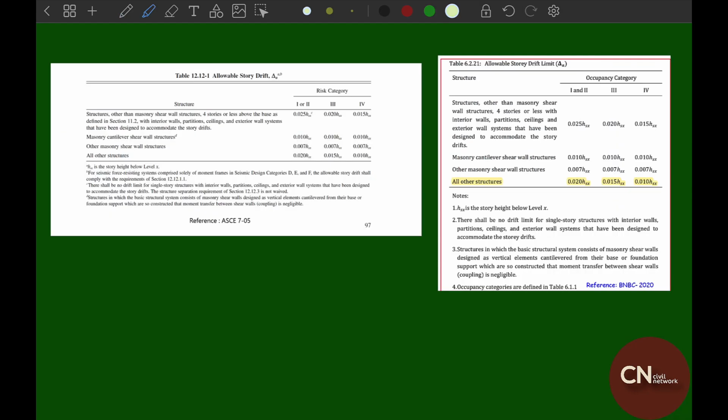Here I have included the provisions for the allowable story drift. The first reference is taken from ASCE 7-05 and the second reference is taken from BNBC 2020. You can see that these two code provisions are almost similar. As stated in BNBC 2020, the base of the code of BNBC 2020 is from ASCE 7-05, and therefore the provisions for limitations are almost similar.